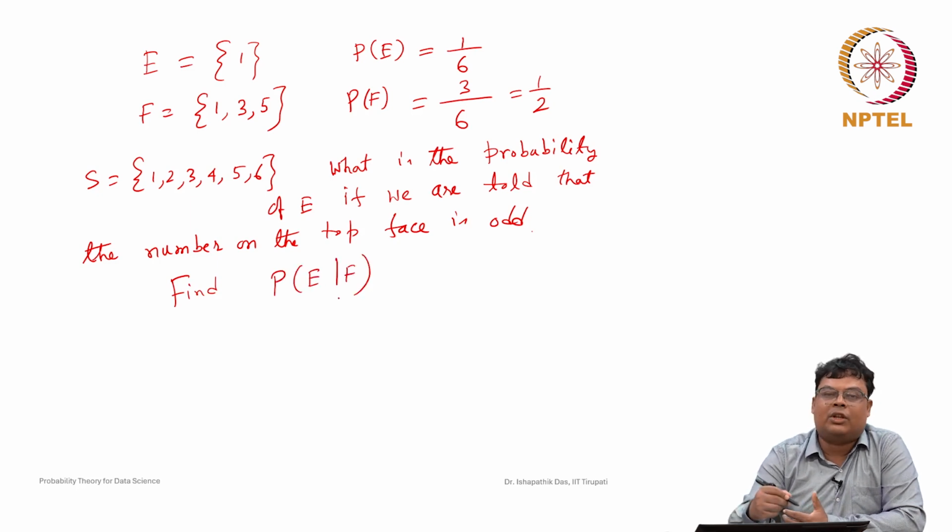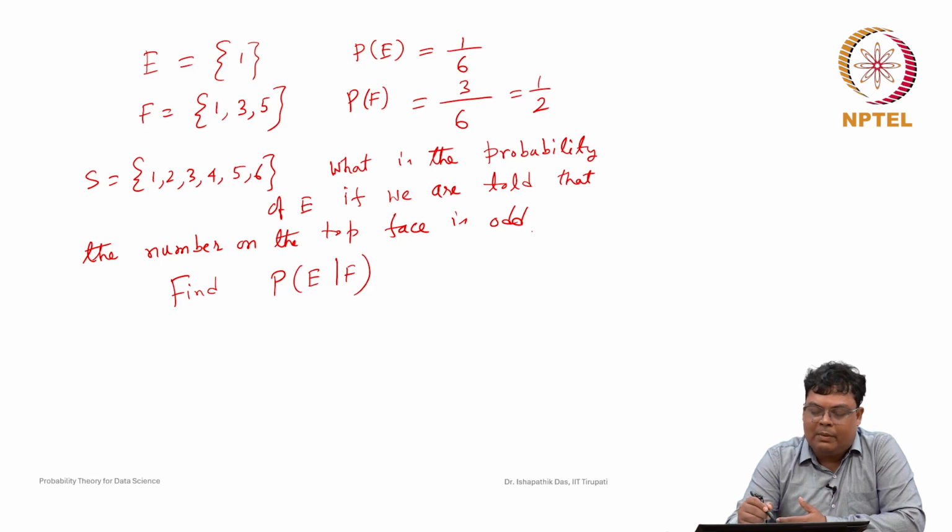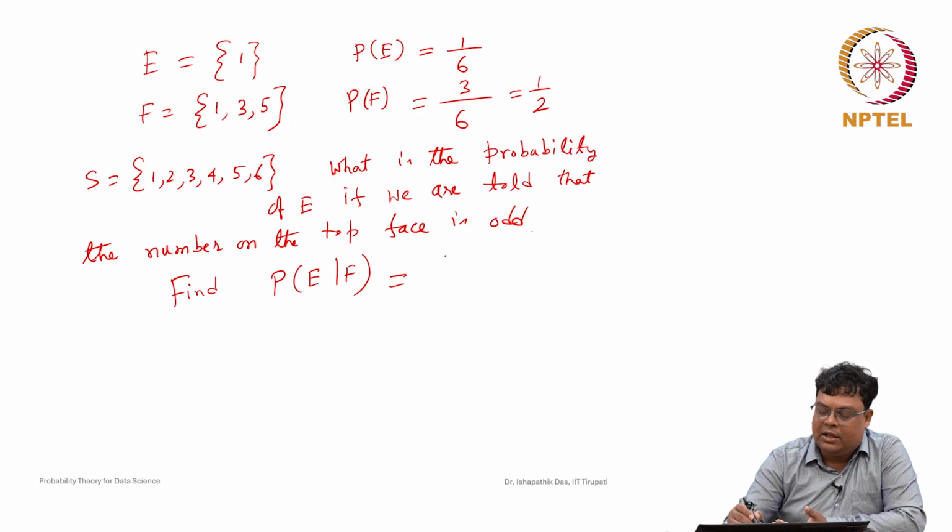So now from the intuition we have discussed that, whenever you are given that the number on the top face is odd, we concentrate on the new sample space 1, 3 and 5, and out of these 3 only 1 happened. So this probability should be, from the intuition, 1 by 3. Now we will apply the definition. The definition says that this probability is probability of E intersection F by probability of F.